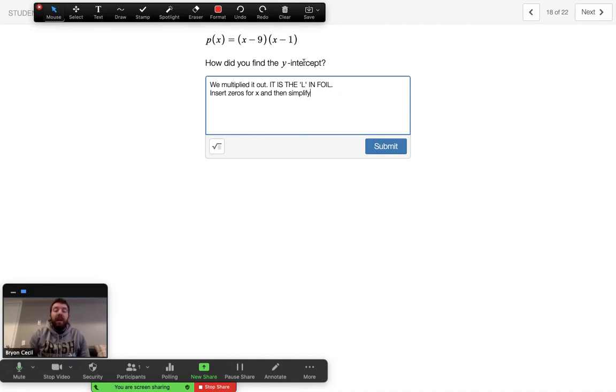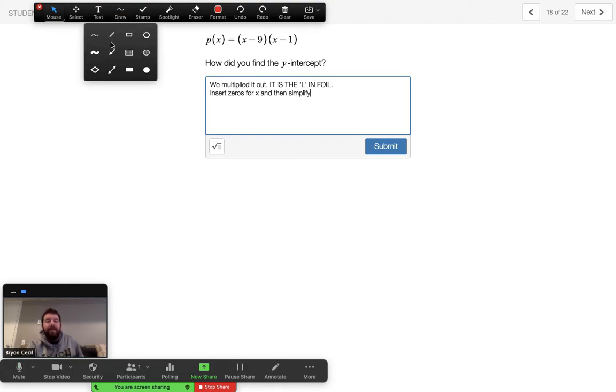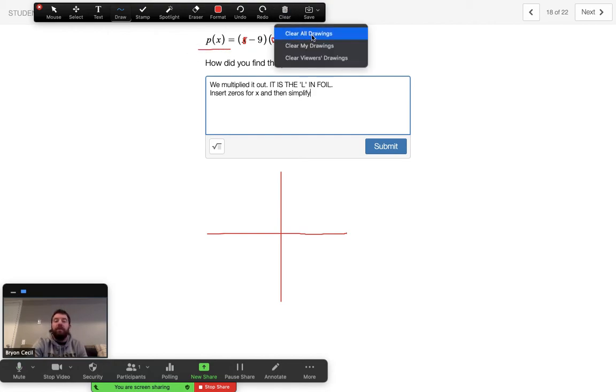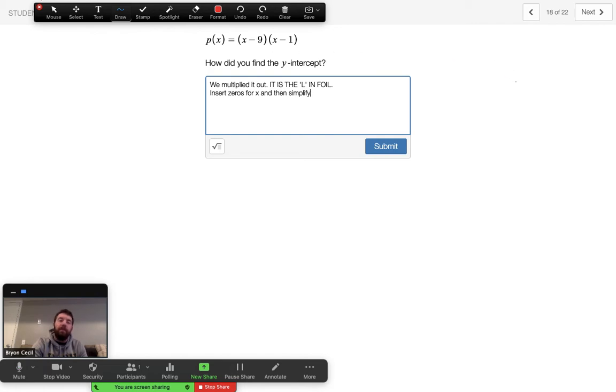Because remember, if here's my graph, here's my t-chart, what x value is the y-intercept? 0. And if it's input-output, I can input a 0 in for my input to see what is my output.